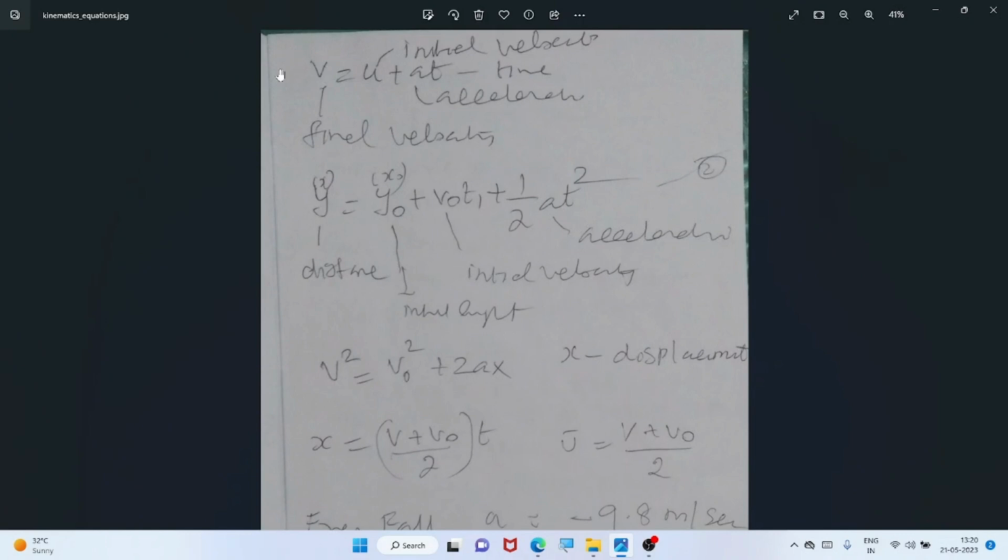One equation: final velocity equals initial velocity plus acceleration into time, v equal to u plus at. And the other equation: distance or height, whatever you get, distance equals initial height plus initial velocity into time plus half at square. Here we have acceleration, time, initial velocity, and initial height.